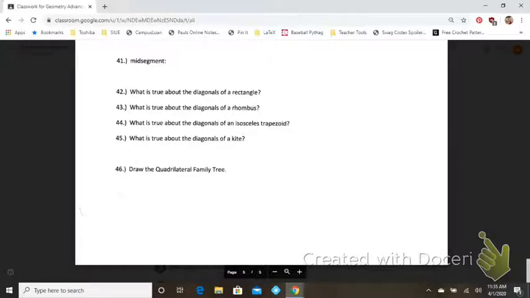Now, initially when we started e-learning, the plan was not to do quizzes and tests. However, since we are now going to be in this for at least another month, we are going to be doing some quizzes and tests. They will not be as long as they would normally be in class. Also, they will not be worth as many points.